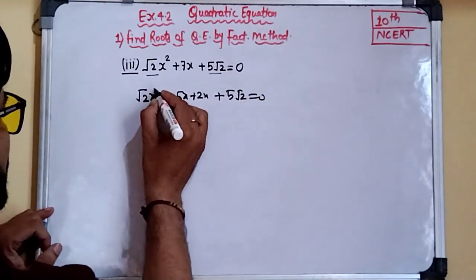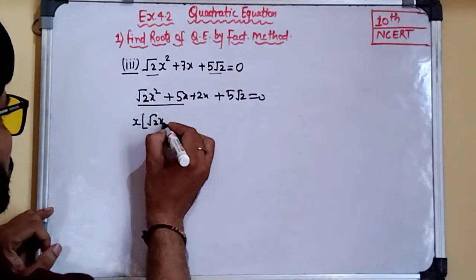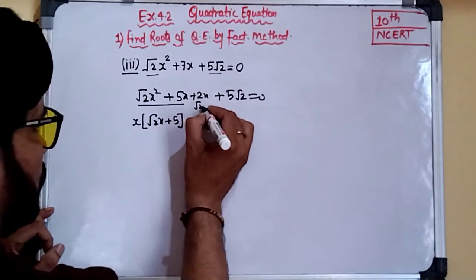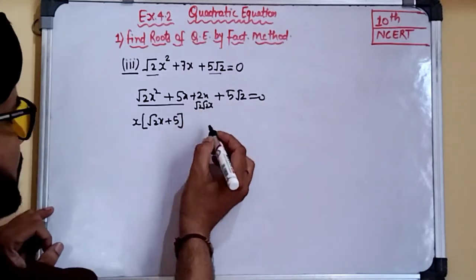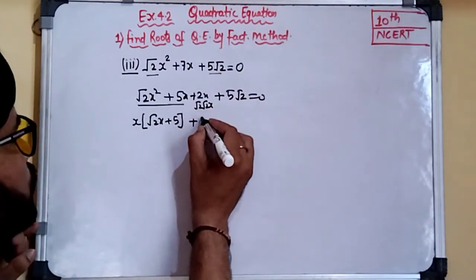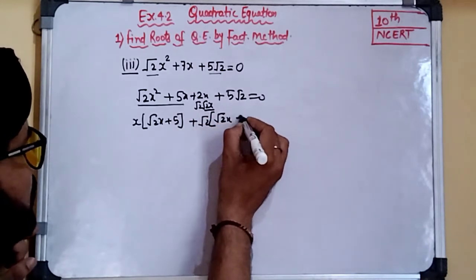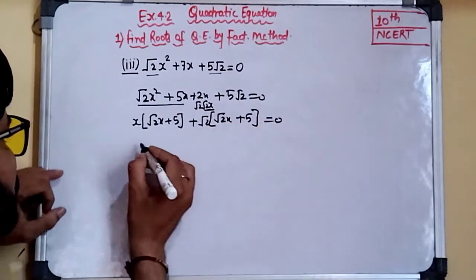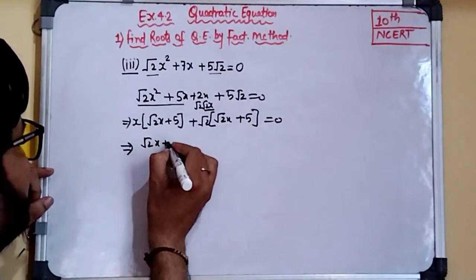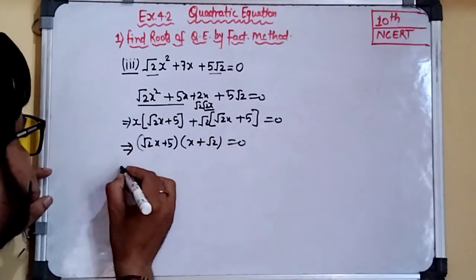Clear? Here the common factor is x, so we take x common. Inside the bracket we get root 2x plus 5. Here, 2 can be written as root 2 into root 2, and then we have the common factor root 2. So inside the bracket we get x plus root 2, equal to 0. Again, root 2x plus 5 in the first bracket, and in the second bracket x plus root 2 is equal to 0.